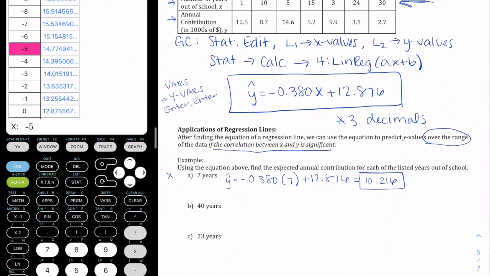Okay, 40 years. So 40 doesn't fall between 1 and 30. So this is going to be not meaningful. So we can't go any further. We can't use our equation. And for 23, y hat equals negative 0.380 times 23 plus 12.876. And if you plug that in, you get 4.136.